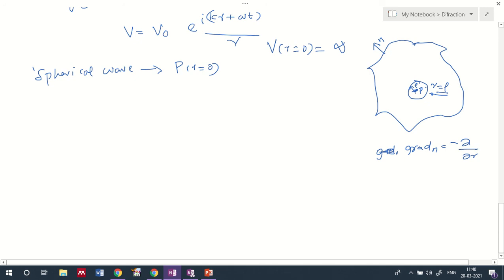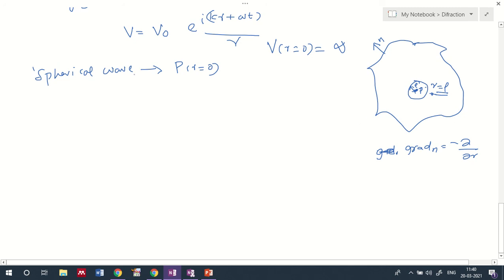Why are we considering this? We need to remove this particular area from the entire enclosed area, because at this small area at the point P the wave function is infinity. So if you consider the entire area, we need to remove this particular area. For that we consider that r is equal to rho for this small sphere, and gradient n is equal to minus dou by dou r.